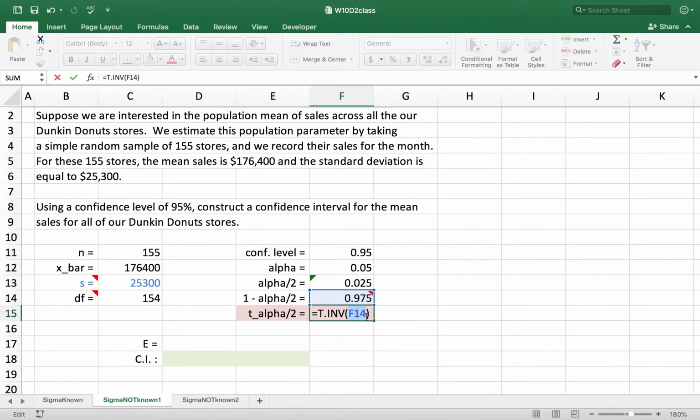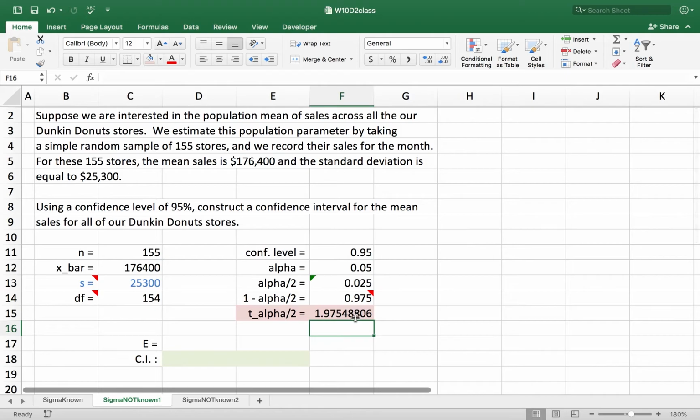Oops, forgot my degrees of freedom, right? Excel will prompt you for probability, so this is the probability to the left. It'll prompt you for the degrees of freedom so we can reference our 154, or you could just type that in if you wanted to, and hit enter, we'll get our t critical value. Keep in mind we're using t critical because we're replacing our population standard deviation with a sample estimate. So the cost of that is using this slightly modified probability distribution.